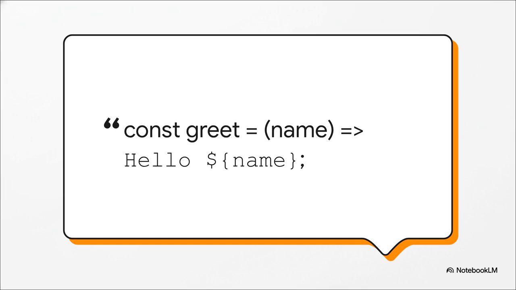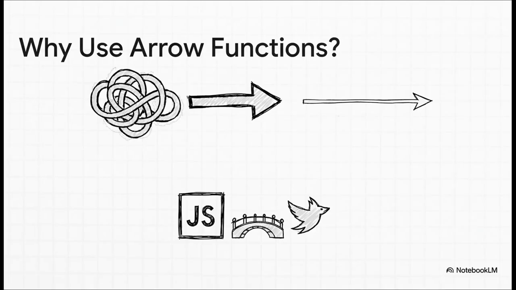We just make a constant called greet. It takes an input, in this case name. Then we have that little arrow, and then we say exactly what it should return. No extra fluff. The big advantage here is just how short and to the point it is. It cuts out a lot of the ceremony of old school functions. And hey, for any of you coming over from the iOS world, this probably feels pretty familiar. It's a lot like writing closures in Swift.